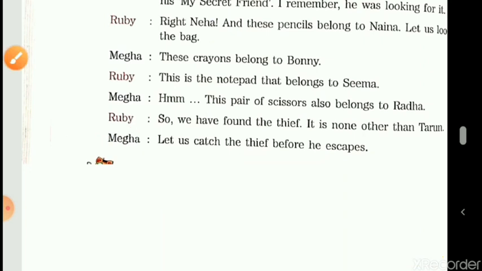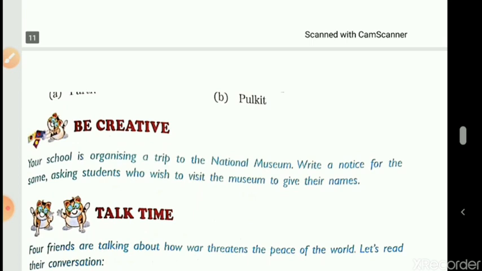Now, students, we'll be doing the creative writing, and this is the notice. Now, your school is organizing a trip to National Museum. Write a notice for the same, asking the students who wish to visit the museum to give their names. Now, students, in this, we need to write a notice to let them know that our school is organizing a trip to the National Museum, and the students who wish to visit the museum should give their names.